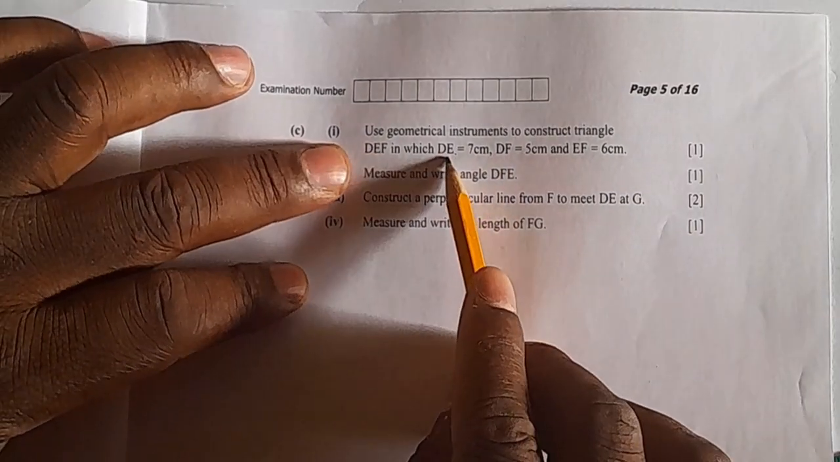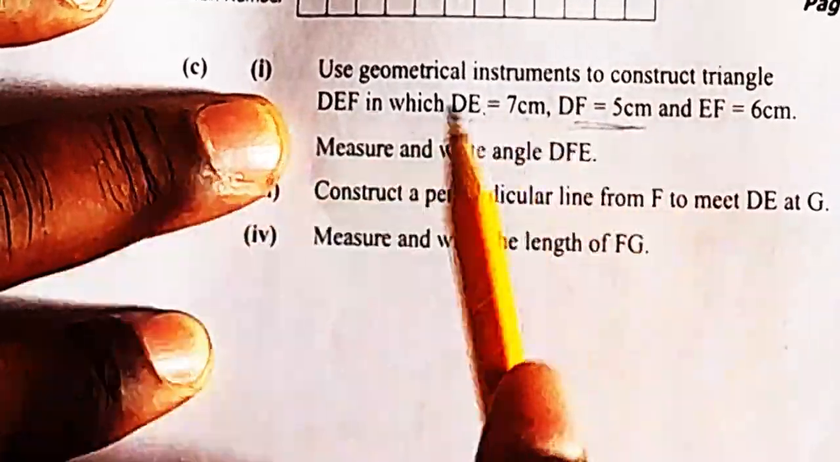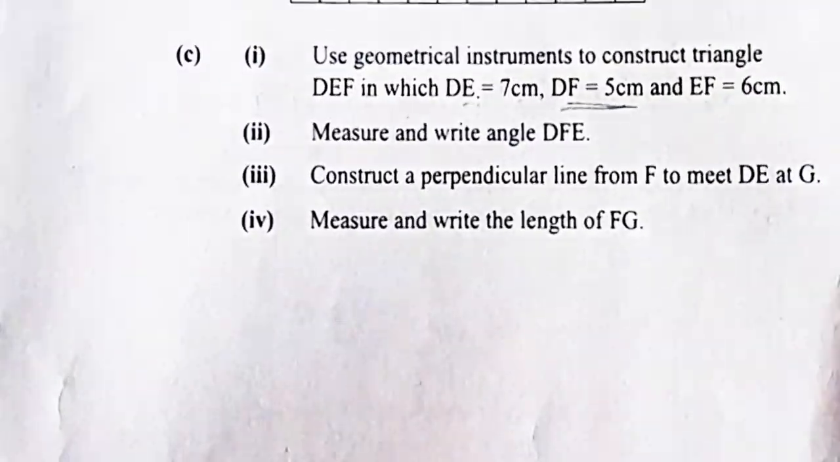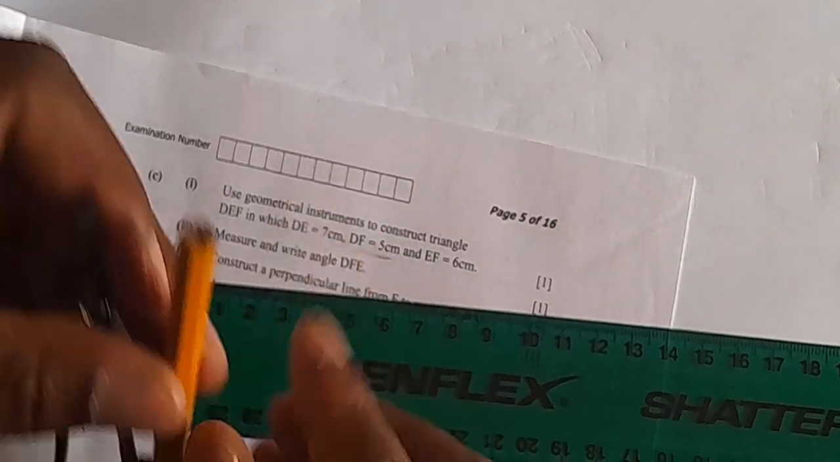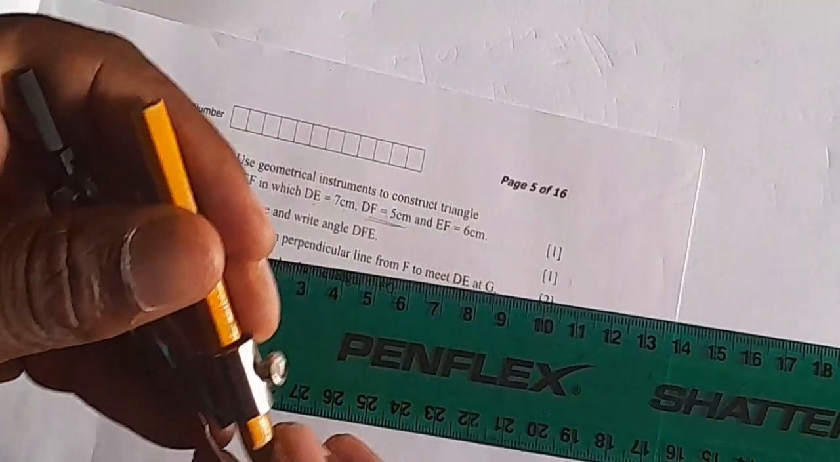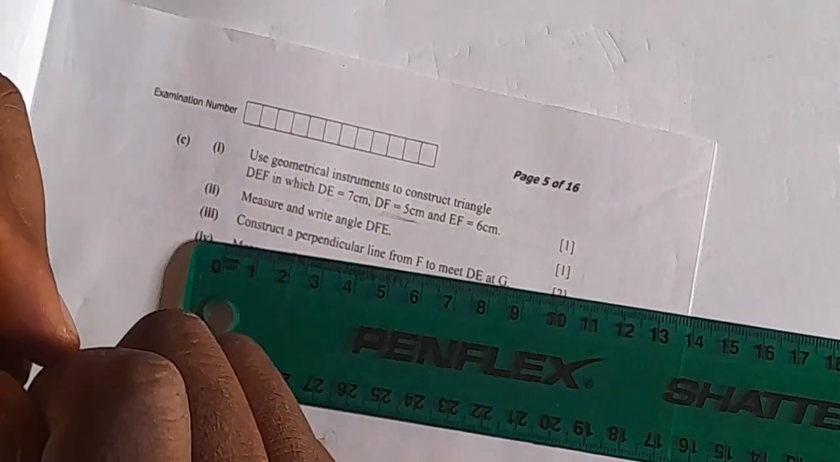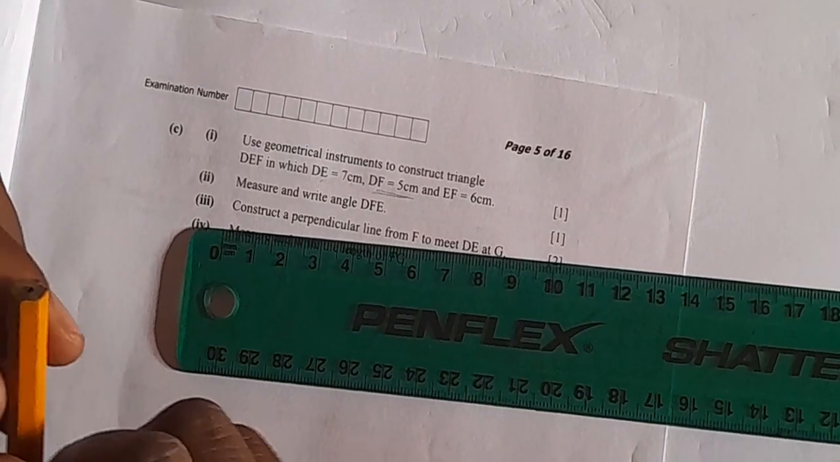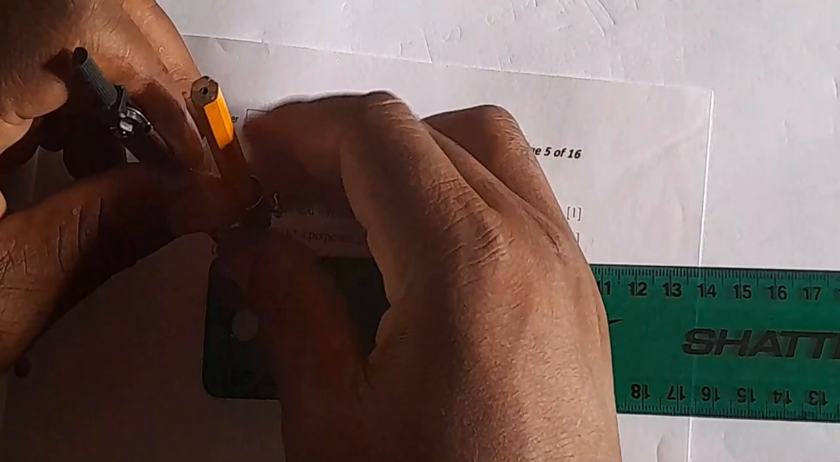Okay, so let's read on. They're saying DE is equal to 7 centimeters. The other one is DF, which is equal to 5 centimeters. Don't just get the ruler and begin to draw lines. That's not how we do it. What you do is you get your pair of compasses and plug in the pencil, and make sure that the pencil and the other point are even. And make sure that you are using a pair of compasses which is not loose. And then you pick 5 centimeters from the ruler.